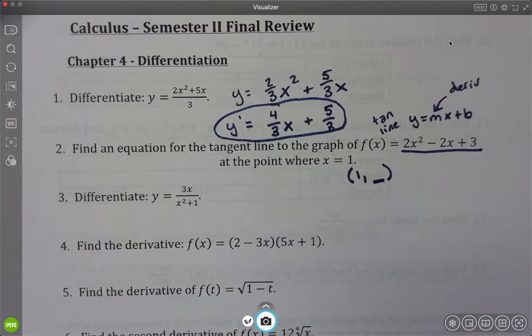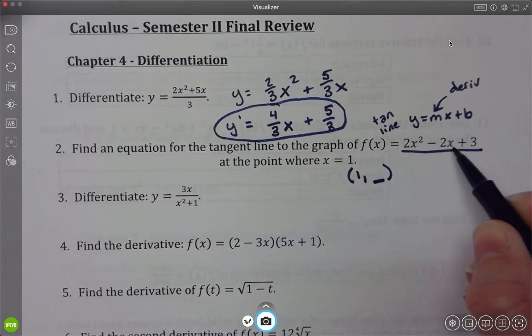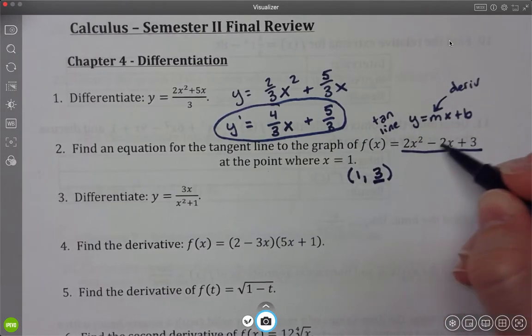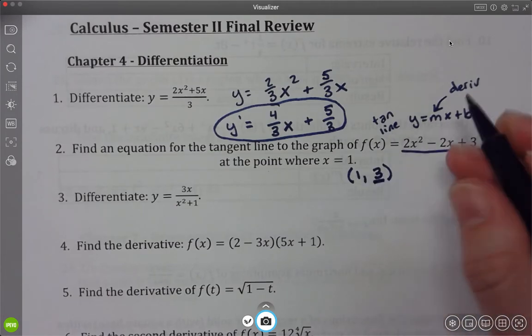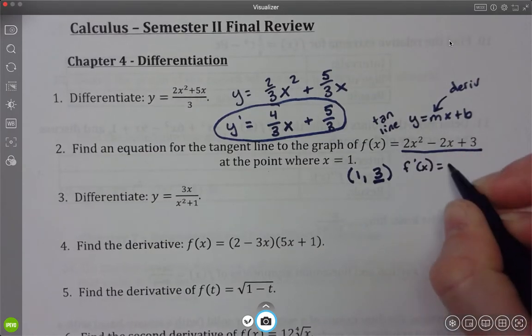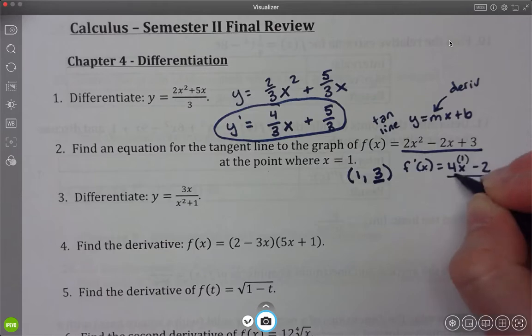So if I plug 1 in here, 2 times 1 squared minus 2 times 1 plus 3 should just give us 3. 2 minus 2 plus 3 is just 3. So 1 comma 3 is the point that we're plugging in. Now, let's find the derivative. So f prime of x is going to be 4x minus 2. The 3 just drops off, okay? This is going to give me the slope of my tangent line, and I'm going to plug 1 in for x there. 4 times 1 minus 2 is just going to give me a slope of 2.